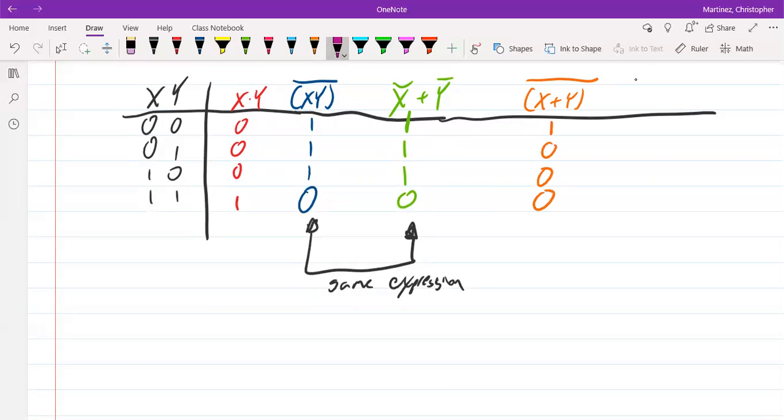And then in purple, let's do x bar ANDed with y bar. Okay, so 0 not is 1, 0 not is 1. So 1 and 1 is 1. Then these are going to be a 1 and a 0. That would be a 0. And a 1 and a 0 is a 0. And then 0, 0, it would also be a 0. And again, we get the same values.